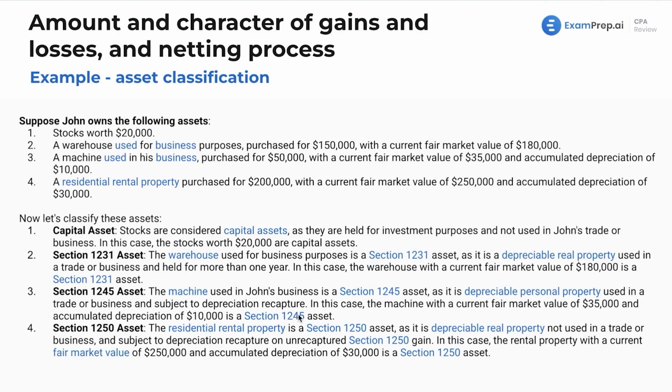And then lastly here, we see our 1250. We've got residential rental property purchased for $200,000 with a current fair market value of $250 and accumulated depreciation of $30. The residential real property is going to be a Section 1250 asset, as it is depreciable real property not used in a trade or business and subject to depreciation recapture on unrecaptured Section 1250 gain. In this case, the rental property with a current fair market value of $250 and accumulated depreciation of $30 will actually be a 1250 asset.